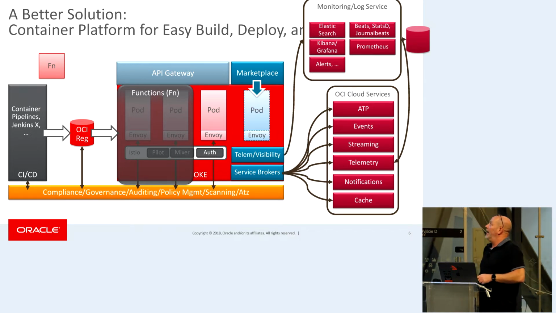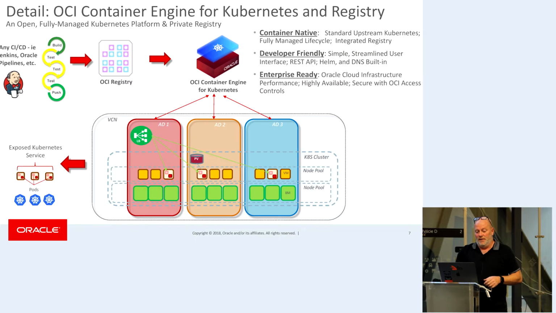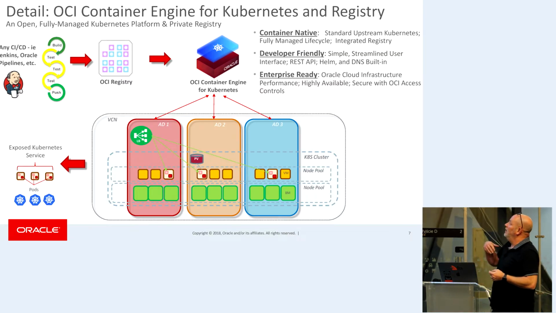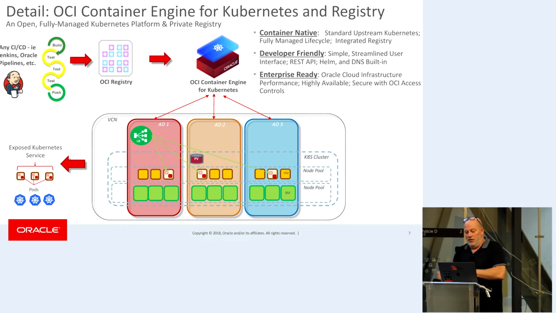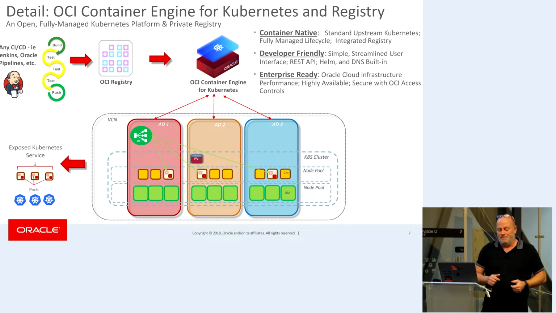We're also releasing a dedicated API gateway. We've already got API gateways. We bought Apiary a while back, so we have that, but we're building an OCI native version of that. And then we have our OKE and registry service. So we have our OCI registry. You use any tooling that you want and deploy it to standard Kubernetes.